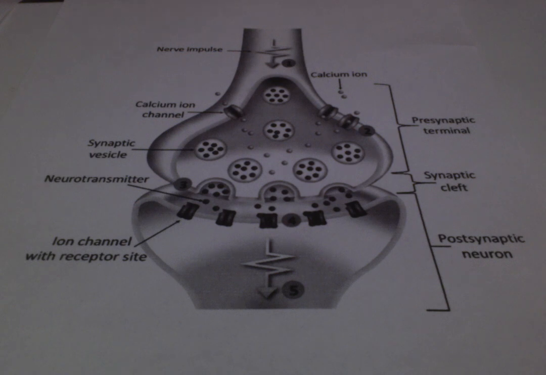Hyperpolarization can also occur, making the resting potential more negative, resulting in inhibition. Ionotropic receptors can also let sodium and potassium ions pass through. This can cause a graded potential.